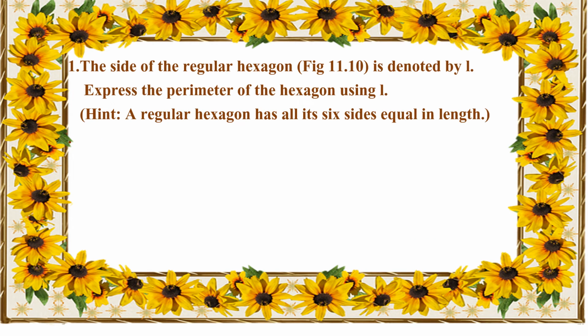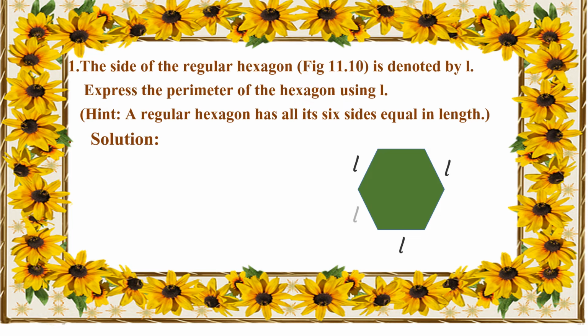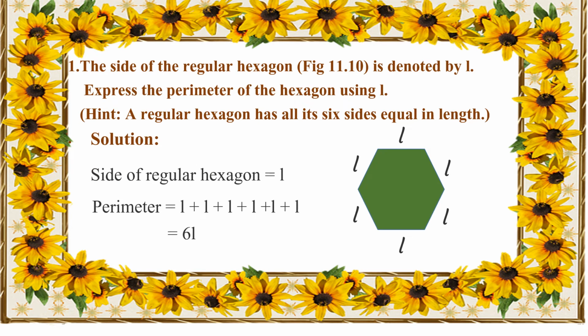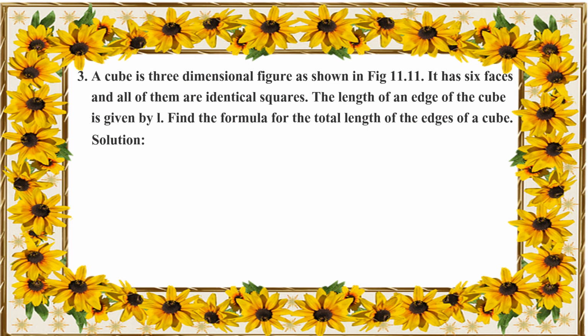Second question. A regular hexagon. So hexagon means it has 6 sides. A regular hexagon means 6 equal sides, isn't it? Here also you are given L as the side. So we have 6 sides, isn't it? So L plus L plus L plus L plus L plus L. So you will get 6 L's, so 6L.